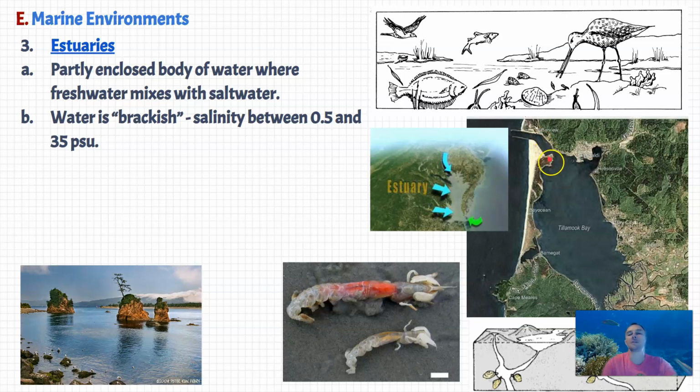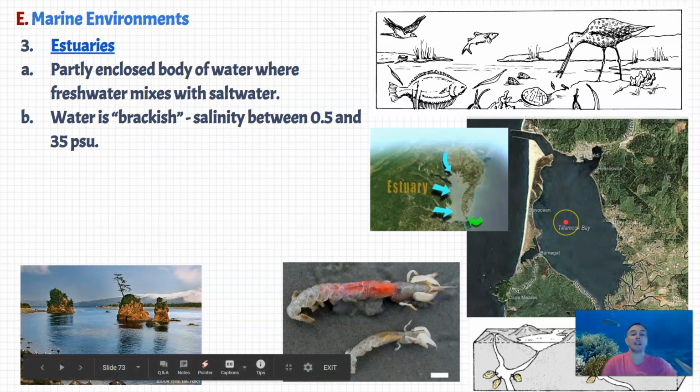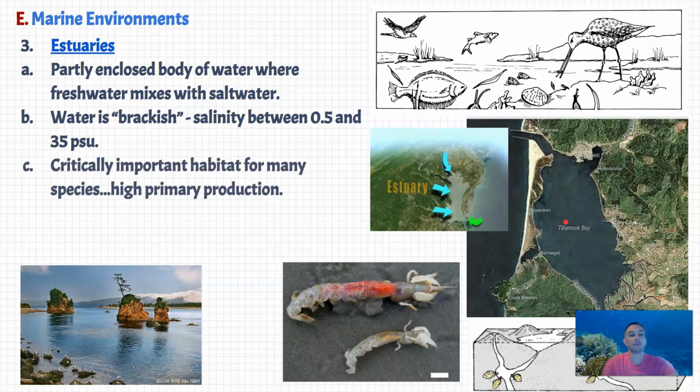The closer you get to the mouth, the more salty it gets. The farther upstream you get, towards where the rivers actually come in, the fresher the water gets. But the salt can actually go up the rivers, depending on the tide as well, because you will see the rivers rise and fall here because of the tide.